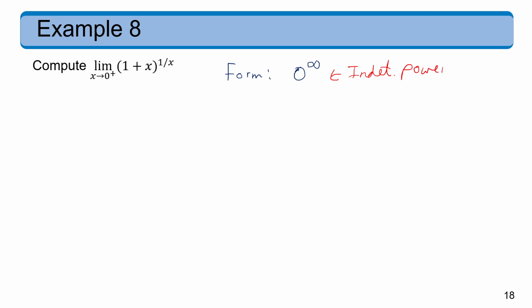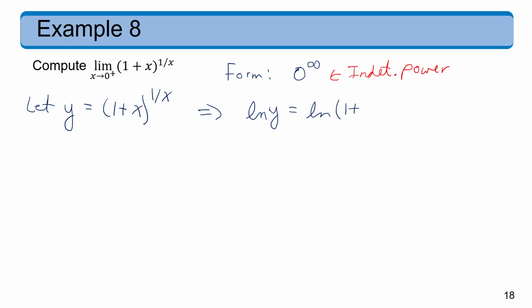Okay, so the strategy we gave for this is to start by letting y equal the function you're taking the limit of, so (1 + x)^(1/x). Then take the natural log of both sides. On the left we'll have ln y. On the right we'll have the natural log of this exponential expression. But then you can use the property of logs that says you can bring the power down in front. So 1/x multiplied by ln(1 + x).